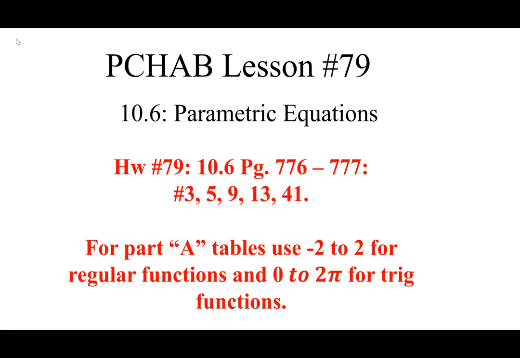Note that for homework 79, it's only 5 problems, so certainly focusing on quality over quantity. There's also an important note at the bottom there. For the first 4 problems, there's a part A and a part B. For part A, where you're asked to make a table, you should use the values -2 to 2 for any regular function, and then the values 0 to 2 pi for any trig function. That will make much more sense once you see the problems and once you complete this video.